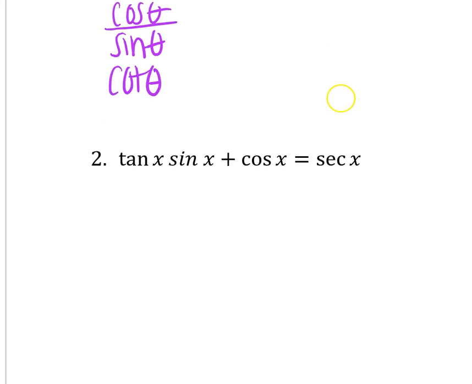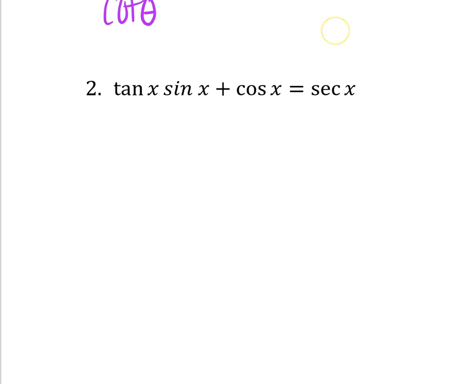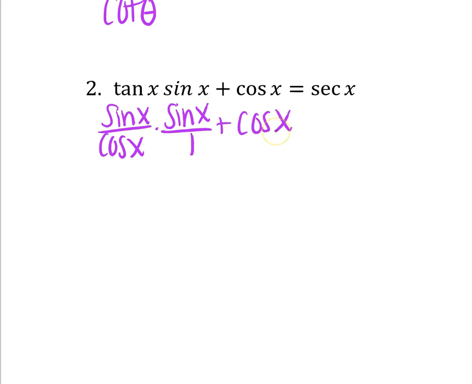Okay, now if I come down to number 2, I see tangent, sine, and cosine. Well, I'm going to try and just rewrite everything in terms of sines and cosines and hope that it'll help me here. So tangent of x I can rewrite as sine of x over cosine of x. And then I still got it times sine of x. I'll just put that over 1. Plus cosine of x. So when I multiply this out, I get sine squared x over cosine x.